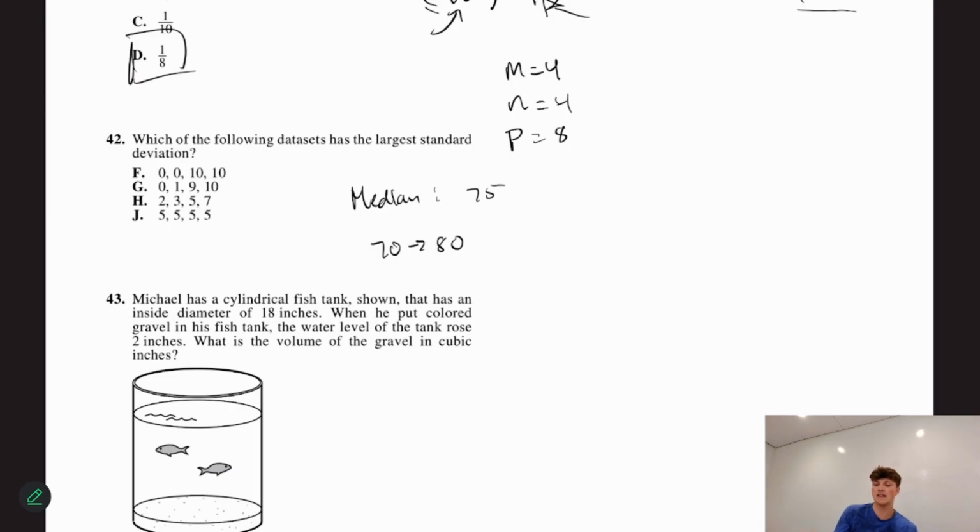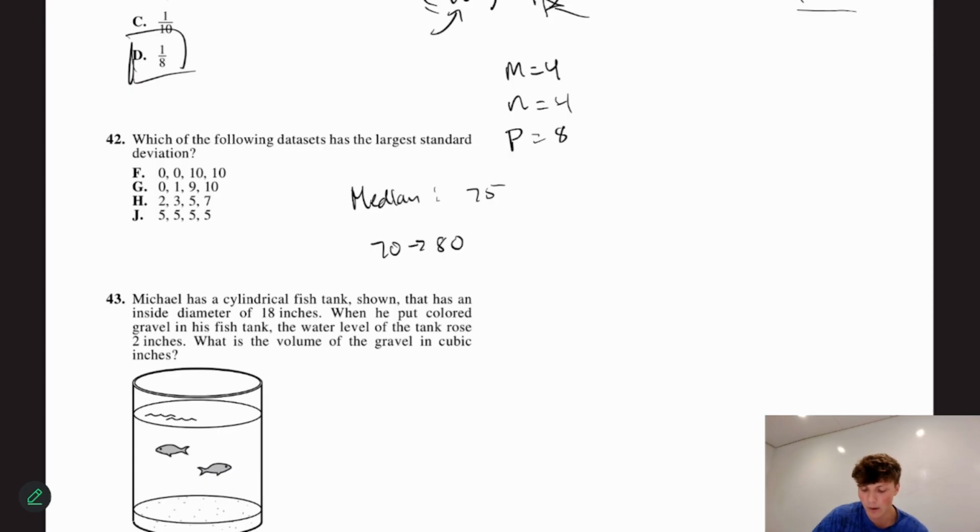But let's say that the class was much more spread out, and there's a large group of people who got 85s, 90s, 95s, 100s, and a large group of people who got 55, 60, 40, that kind of thing. The data set is being pulled apart. Its standard deviation, the standard distance away from the center, is much larger now. So we have to figure out which of these data sets has this largest spread.